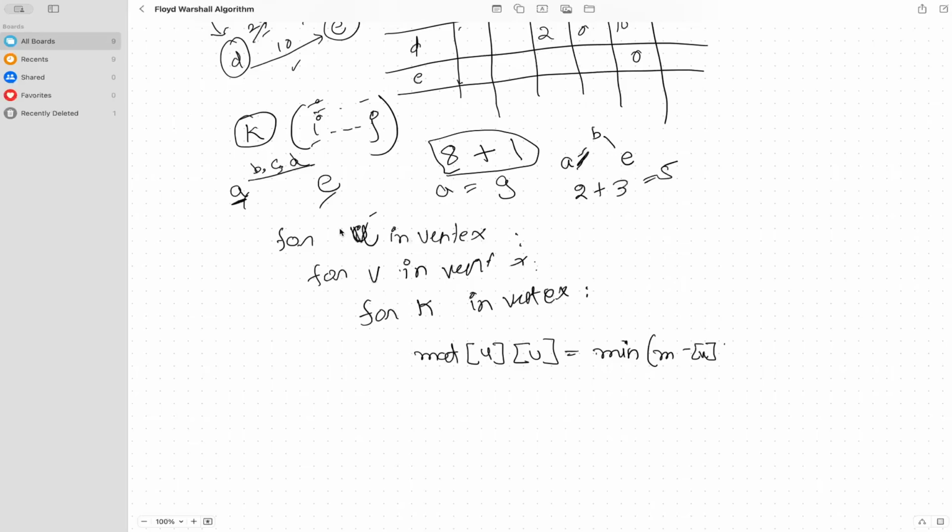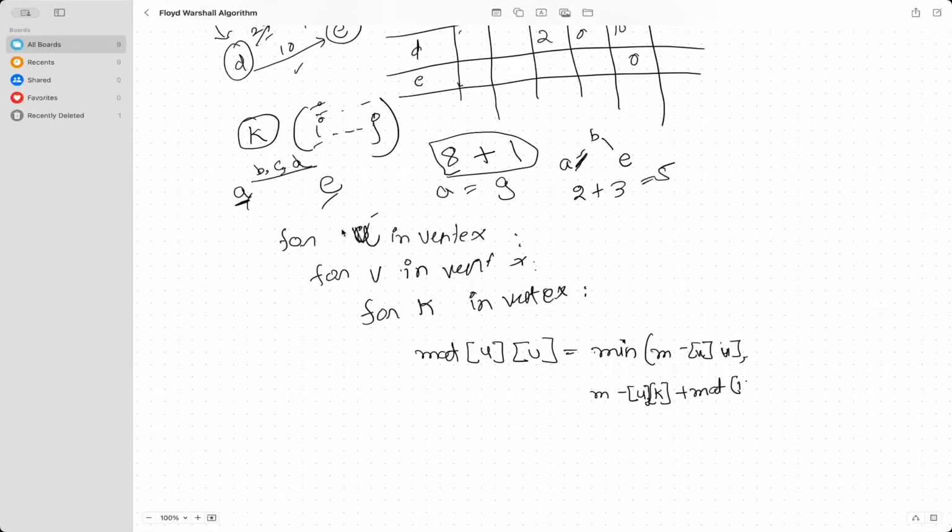So matrix U to V, whatever is the current value, comma, matrix U to K, like we said, can we go U to K plus matrix K to V, which is my destination. So algorithm is as simple as this, just these 4 lines.